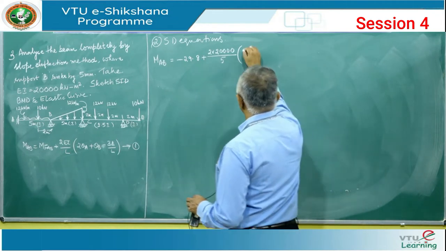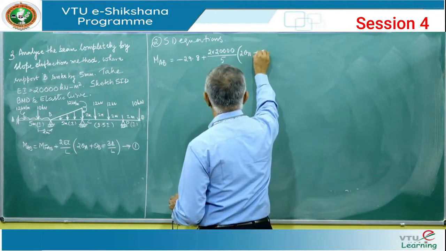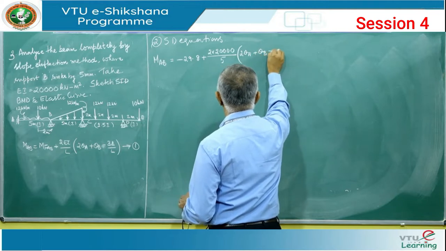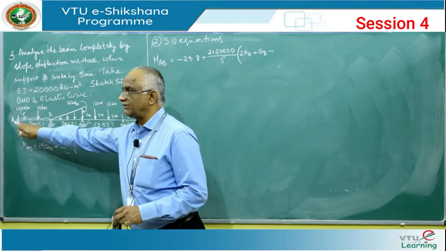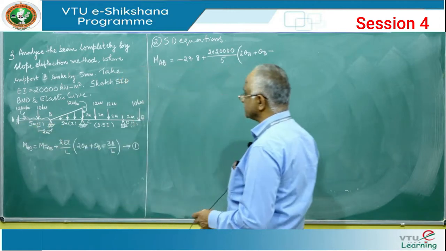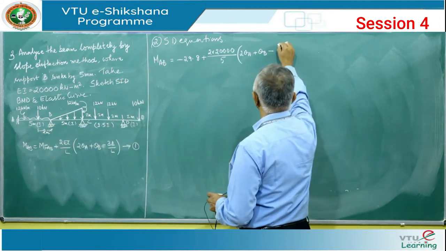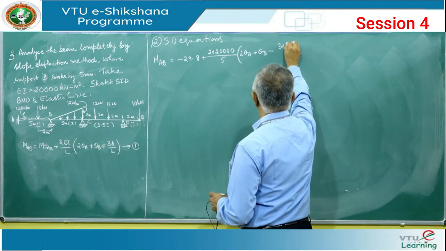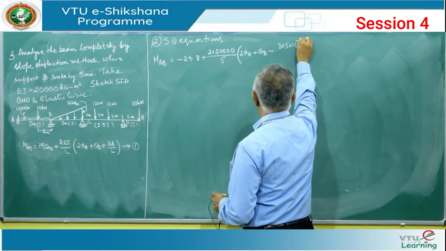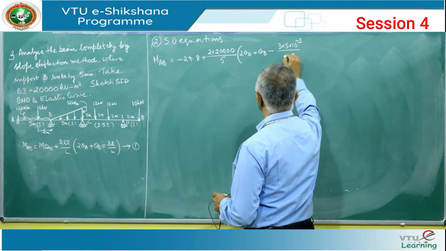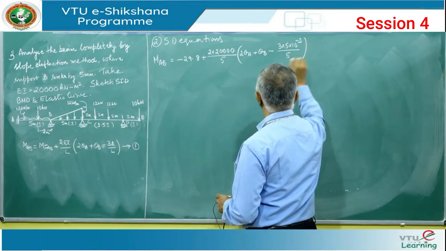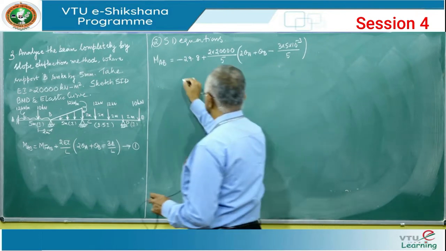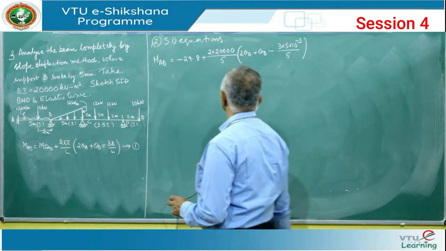2 times theta A plus theta B, support B sinks by 5 millimeters. So B sinks means we have an effect on AB also. Right support is sinking, same sign. 3 into 5 into 10 to the power of minus 3, 5 millimeter divided by 1000, divided by L is 5. Just simplify this now.